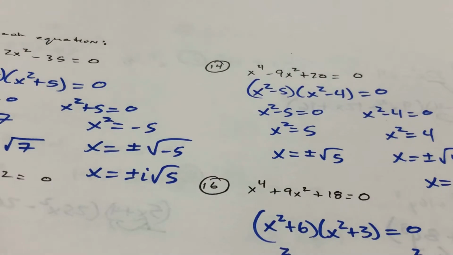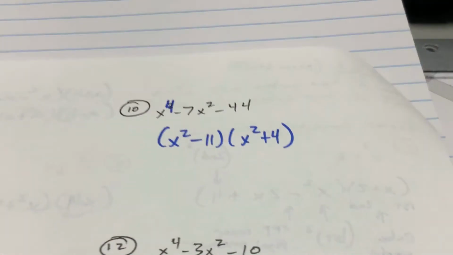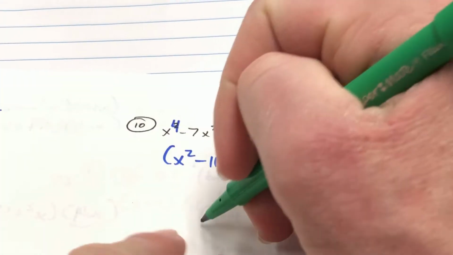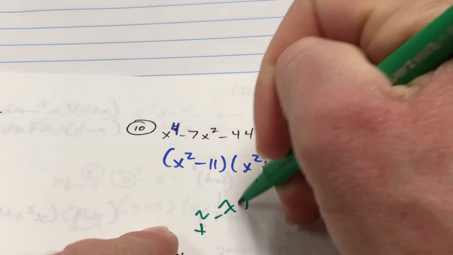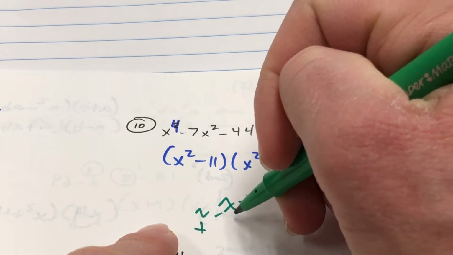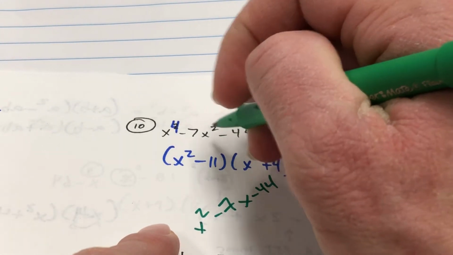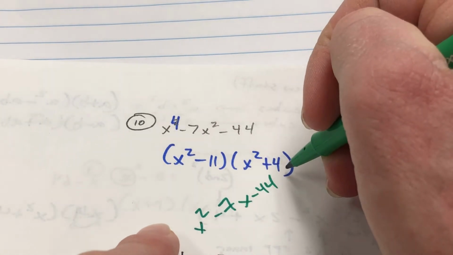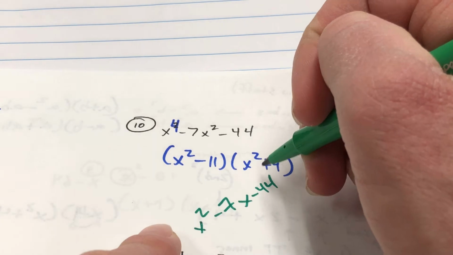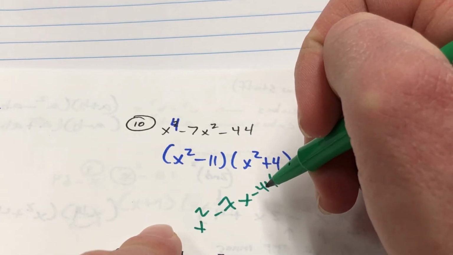All right, moving on here. Number 10, we have to change that to x to the fourth minus 7x squared minus 44, and we want to think of it as x squared minus 7x minus 44. What multiplies to 44 and differs by 7? That is 11 and 4. The middle term is negative, so the bigger factor, 11, is negative and 4 is positive. But it's not going to be x minus 11, x plus 4.